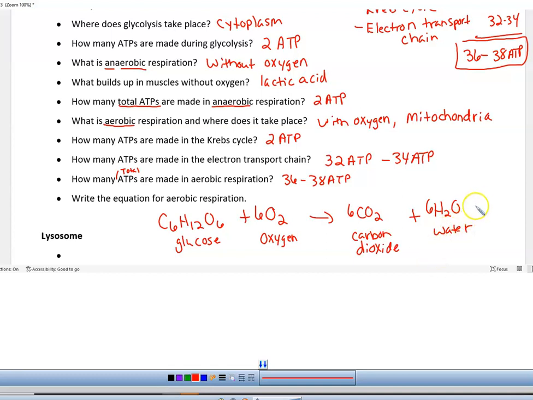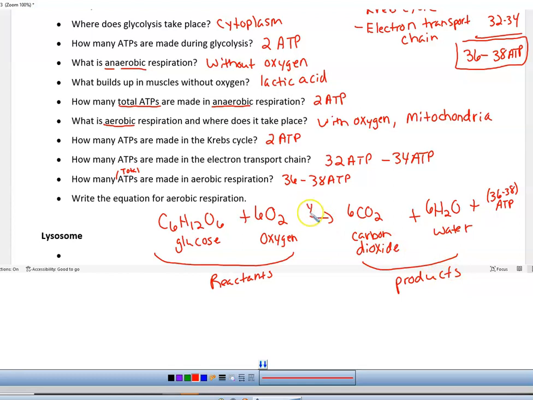Okay, what we're going to now add to it over here, 36 to 38 ATPs. That is a product of cellular respiration. Just to recap, this is your reactants. This is your products, and this means yield. Just to kind of review that.